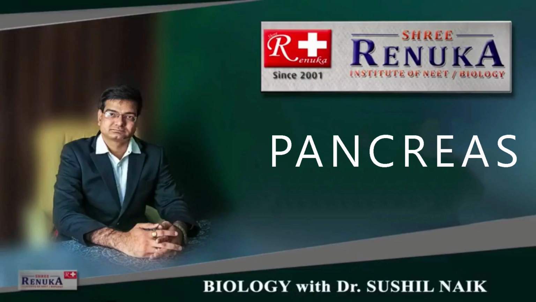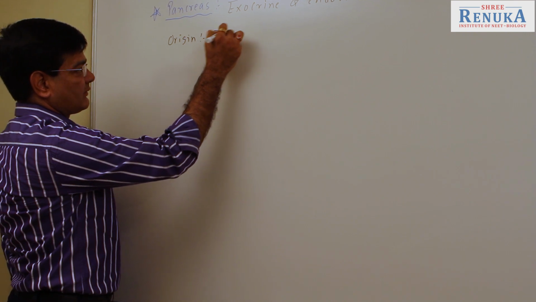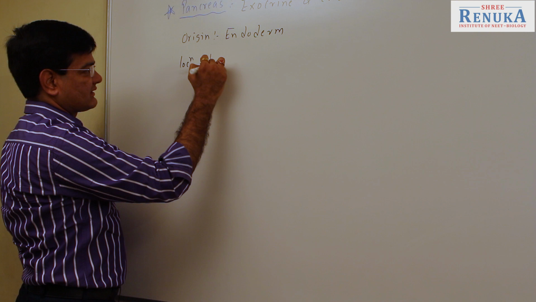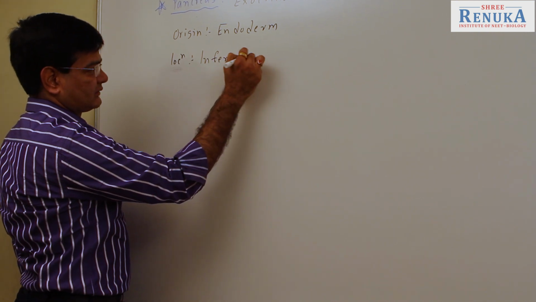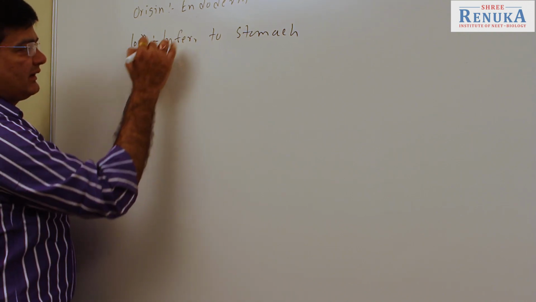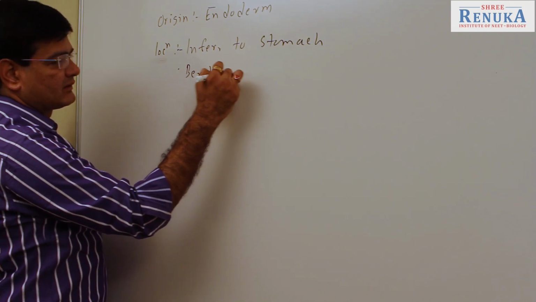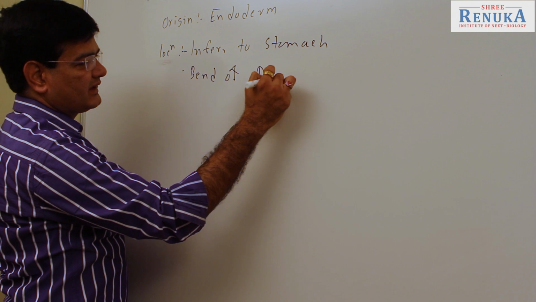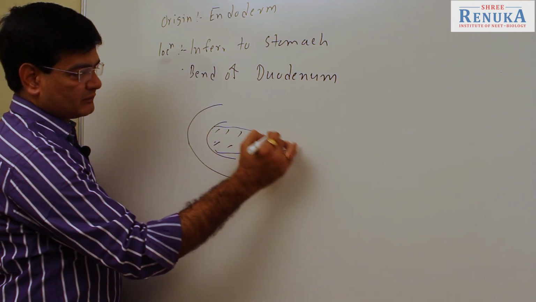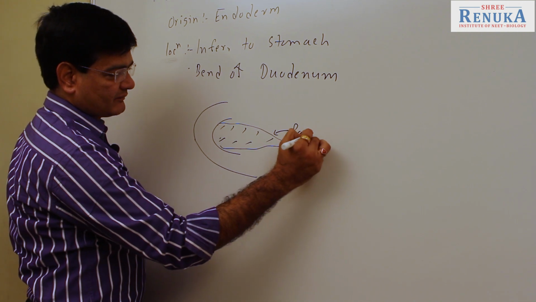Pancreas is an exocrine and endocrine gland. Pancreas originates from endoderm of the germinal layer. Location of pancreas is inferior to stomach. Simply we can say in the bend of duodenum, pancreas is located. So, this is the pancreas.